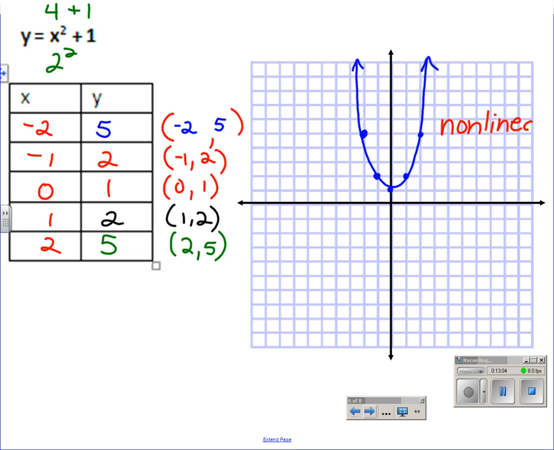So please write that right on your graph paper. That is called nonlinear. Does not make a straight line. Another word for this is actually a parabola. It's just a little trivia for you to know. You'll work with that in 8th grade.